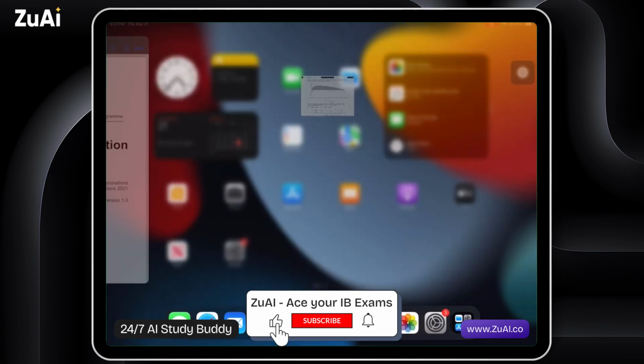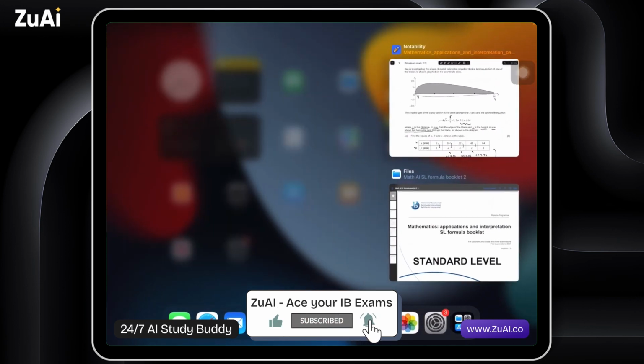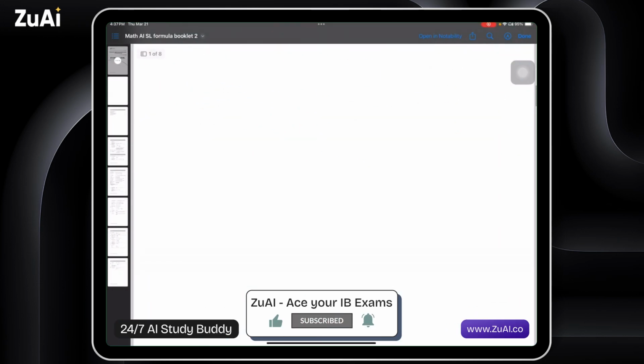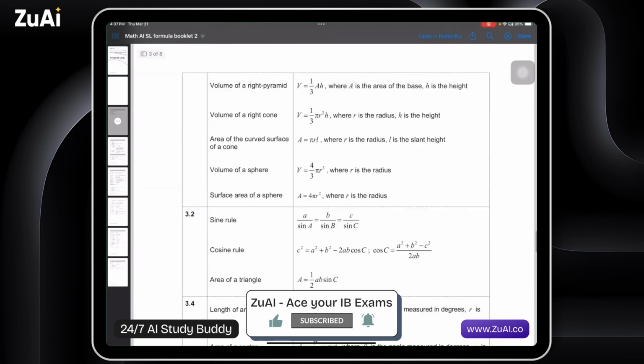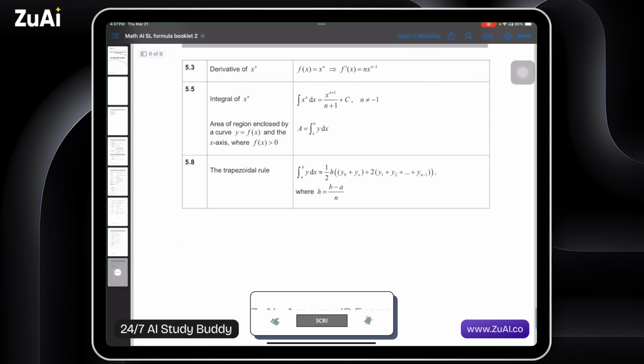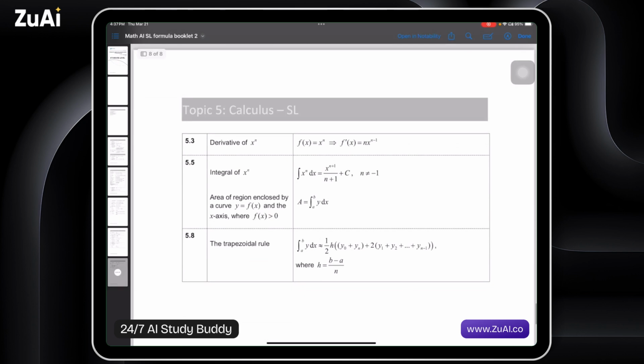So let's go to the formula booklet and find the trapezoid rule. This would be under calculus, so topic 5. All right. Topic 5, there we have it, 5.8, the trapezoid rule, and here it is. We'll take this and actually work with it on the other page and unpack what is actually going on, what this means, and how we can use it.